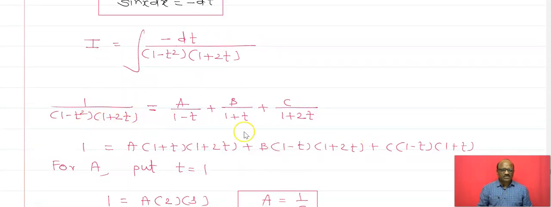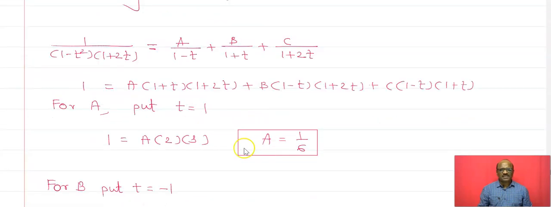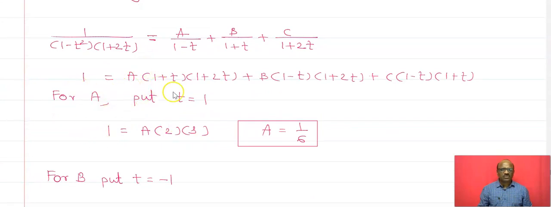Now by partial fractions, 1 upon in bracket 1 minus t square into 1 plus 2t equals a upon 1 minus t plus b upon 1 plus t plus c upon 1 plus 2t, and therefore 1 equals a into 1 plus t into 1 plus 2t plus b into 1 minus t into 1 plus 2t plus c into 1 minus t into 1 plus t. For the value of a, put t equals 1, then 1 equals a into 2 into 3, so overall a equals 1 by 6.